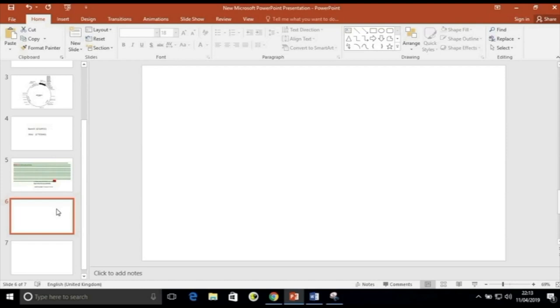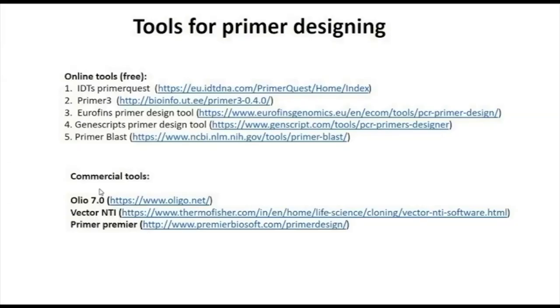We have done all these processes for designing forward and reverse primers, but instead of doing it manually, we can do it online. We just have to submit the sequence and it will return the forward and reverse primers. These are some of the tools available online for free, but there are commercial tools also available like Allele ID, Vector NTI, Primer Premier. So if you are interested in these software, or you can just go through these sites and submit your sequence, you will get your primers.